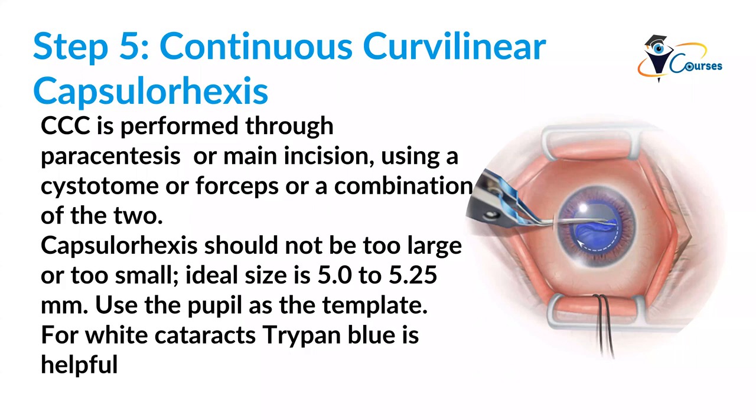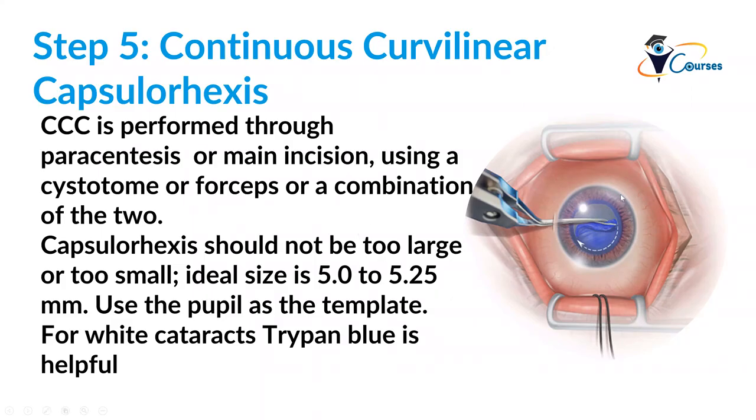After that, we get to the crucial step. It's called the continuous curvilinear capsulorhexis, or the CCC. The continuous curvilinear capsulorhexis is basically the anterior capsule opening that we fashion in order to facilitate our maneuvers in the lens later on. It can be made either from the main incision or from the side port, using a cystotome, a bent needle, a forceps, or a combination.